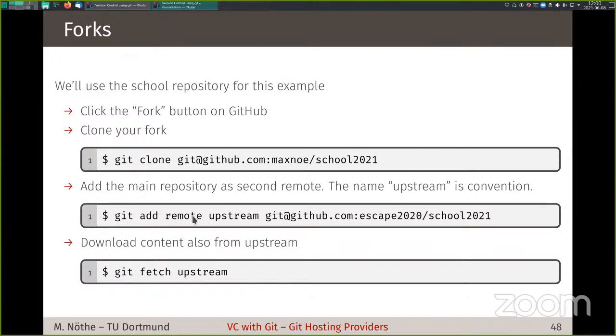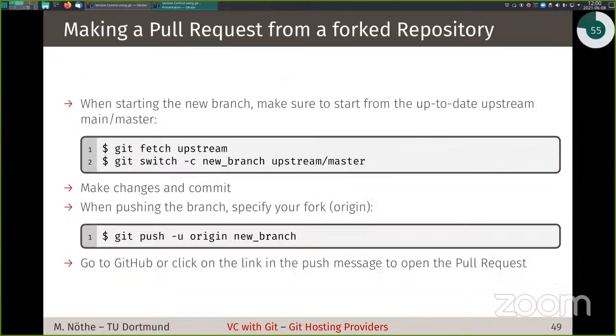You can do this like this. So git add remote upstream, and then replace your username with my username, so it's the original repository, or go to the original repository and copy the link from there. And then you can fetch all the changes from this upstream repository. So git fetch upstream. Git fetch uses the default remote, which is origin, and then you can specify the upstream remote to fetch from another repository, another remote.